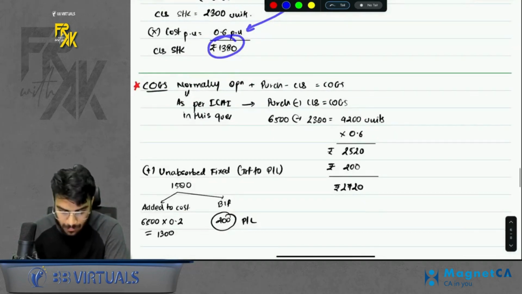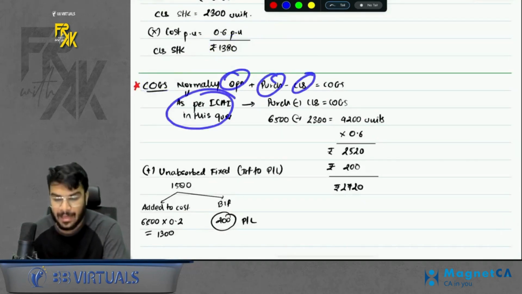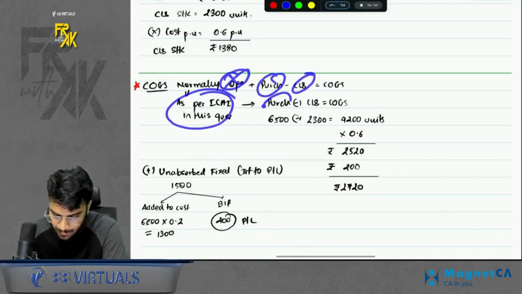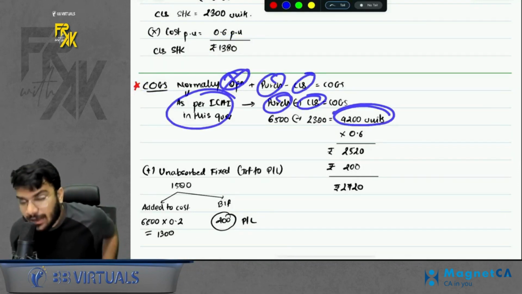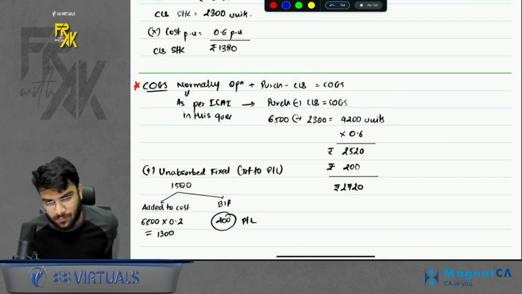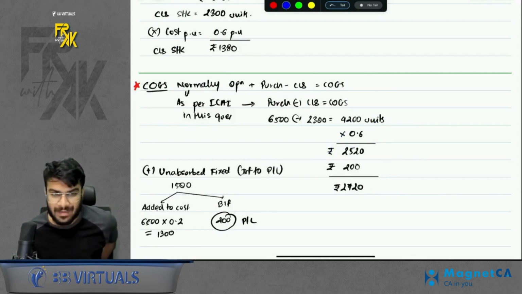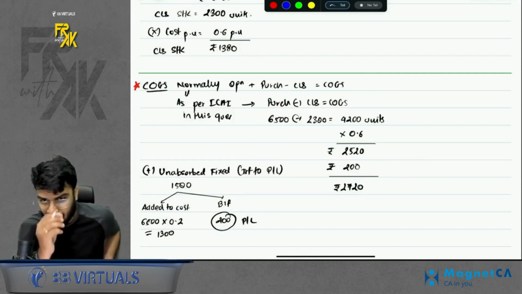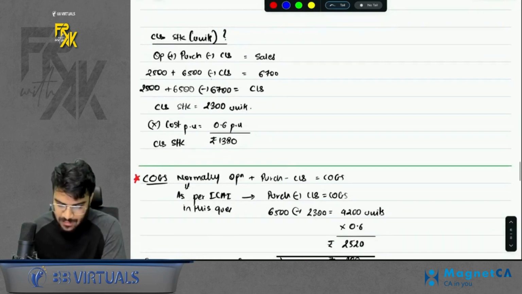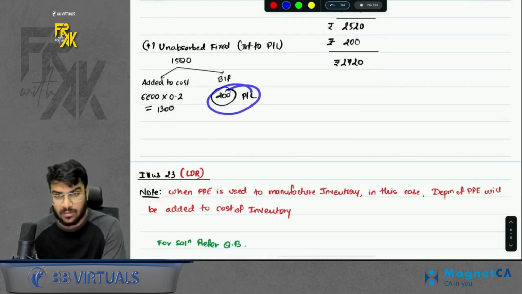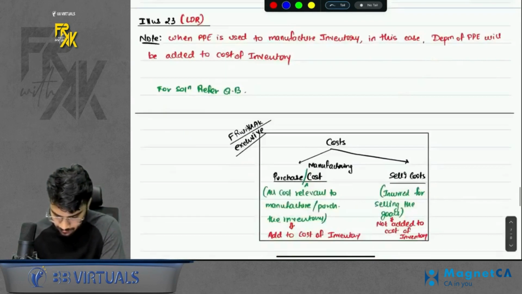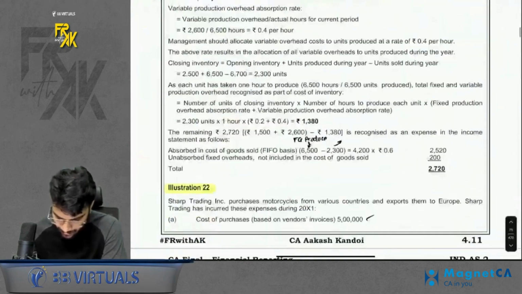Now, normally COGS, how do we calculate? Opening plus purchase minus closing. In this question, as per ICAI, they have ignored the opening part. They have only taken purchase minus closing. So with that, you will get units at 4200. Multiply with this cost per unit, you will get the amount to be added in COGS. Also, there is one more amount which will get transferred to P&L. Not added in the COGS, but will get transferred to P&L. Which amount? Fixed overheads which are unabsorbed. This is the calculation. This will get transferred to P&L. Do remember that. So this was illustration number 21.